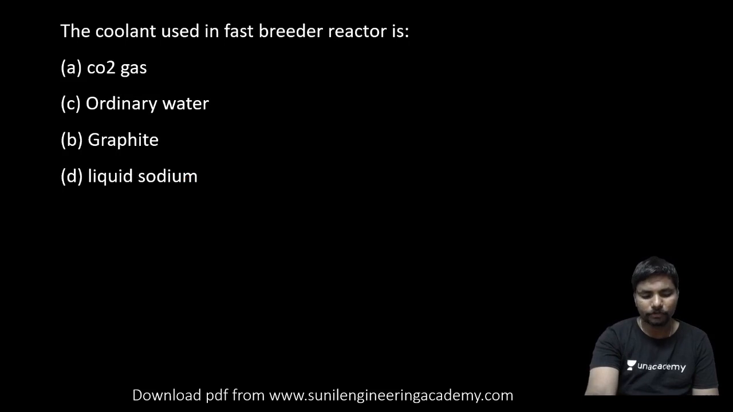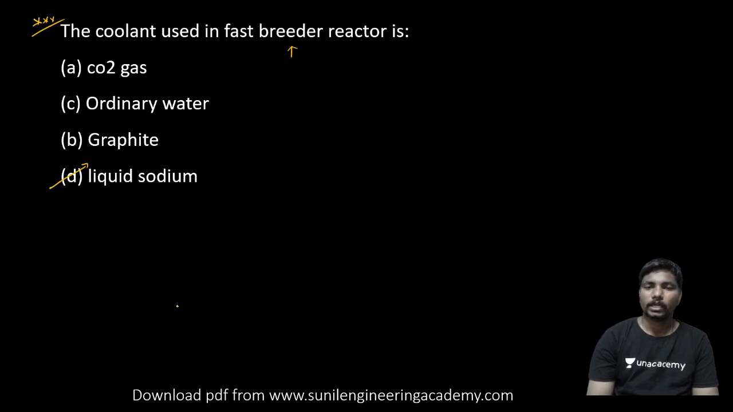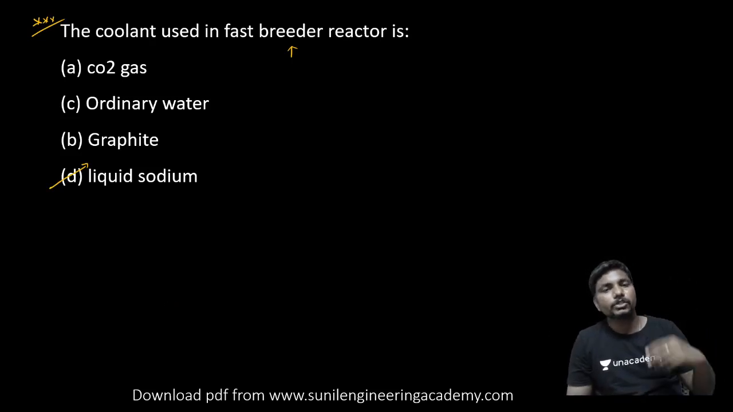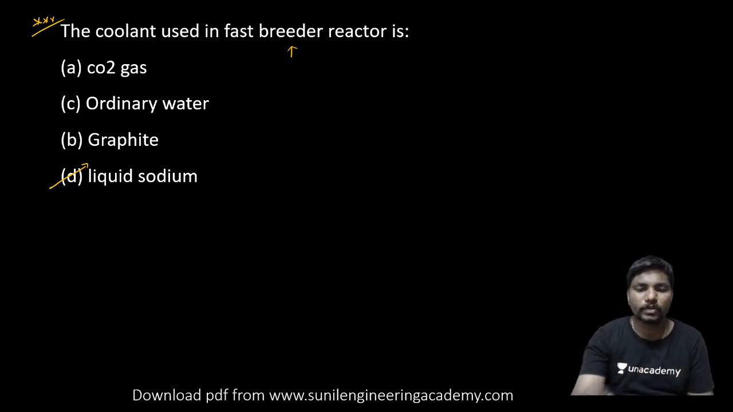The coolant used in fast breeder reactor. What is the coolant used in fast breeder reactor? That is nothing but liquid sodium. Very important question, very repeated question. In case of boiling water reactor, ordinary water is used as both moderator and coolant. In this fast breeder reactor, the moderator is not at all required and the coolant used is liquid sodium.